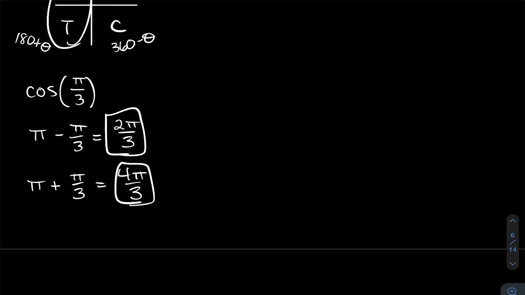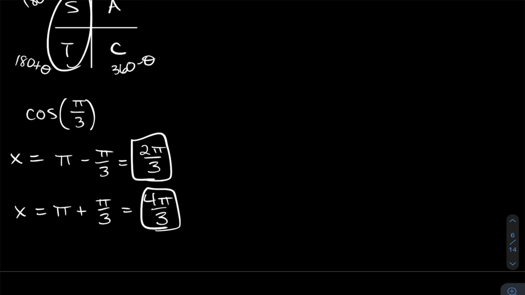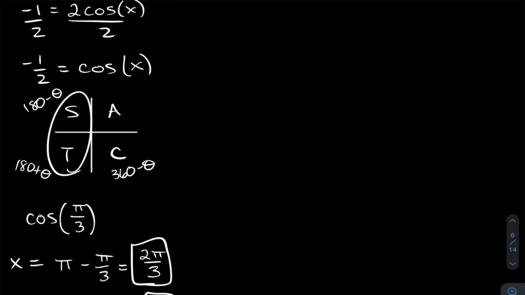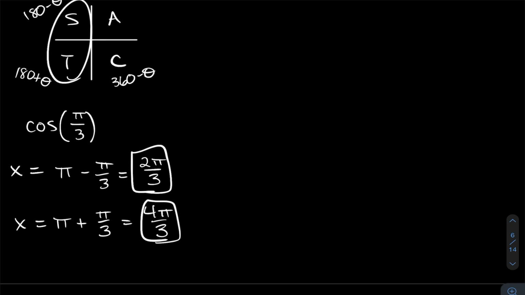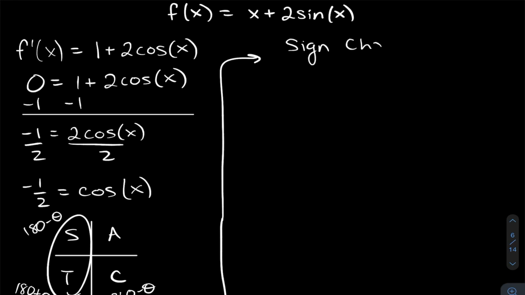X is, well, I'll even just write the x in here. Perfect. And so now you have your two critical points. So now we are going to do our sine chart. I'm going to bring all of this up here, make a big line up here, and we're going to do our old sine chart. And we're going to put on our number line 2 pi over 3 and 4 pi over 3.